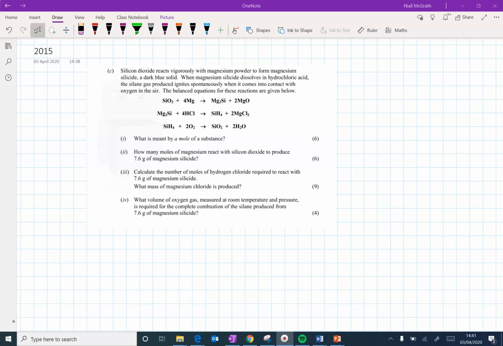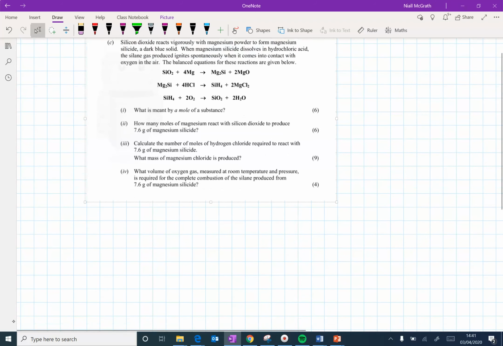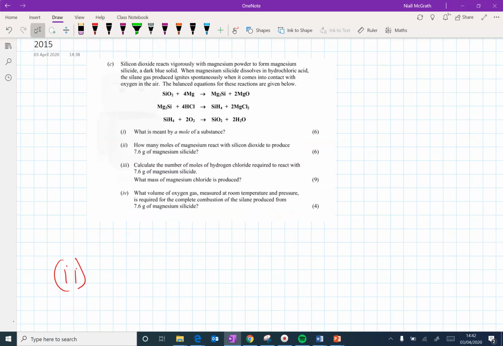So it's the amount containing as many particles as the number of atoms in 12 grams of carbon 12, or it's the amount containing Avogadro's number of particles. So the part we want to concentrate on are the calculation parts, so parts 2, 3 and 4. So how many moles of magnesium react with silicon dioxide to produce 7.6 grams of magnesium silicide? That's just focusing on the top equation there.